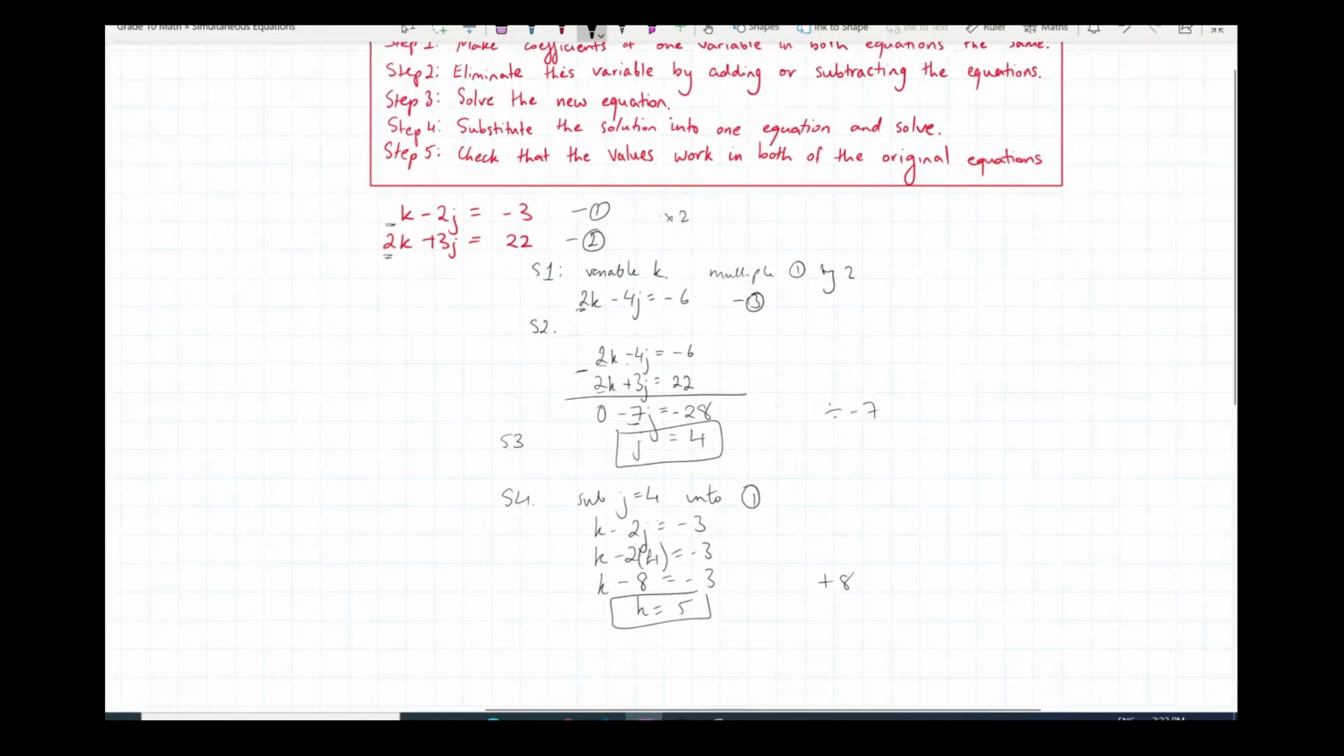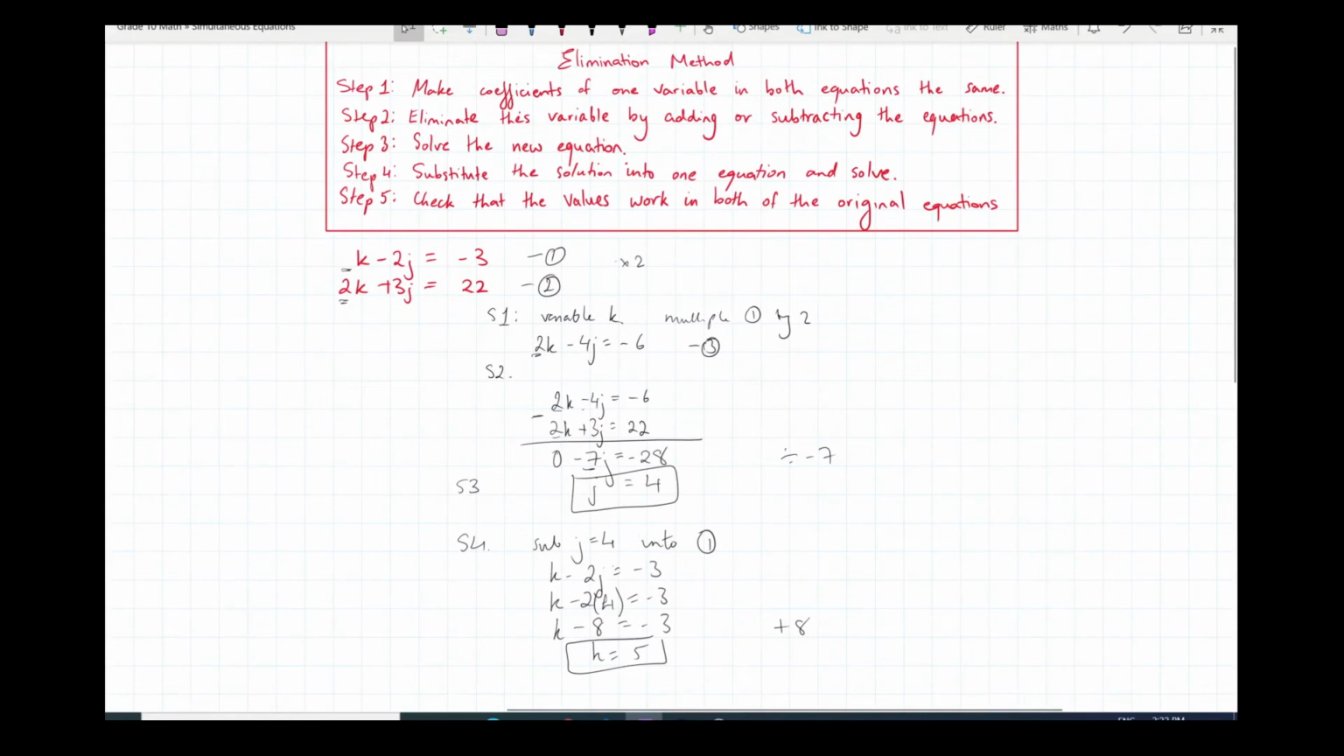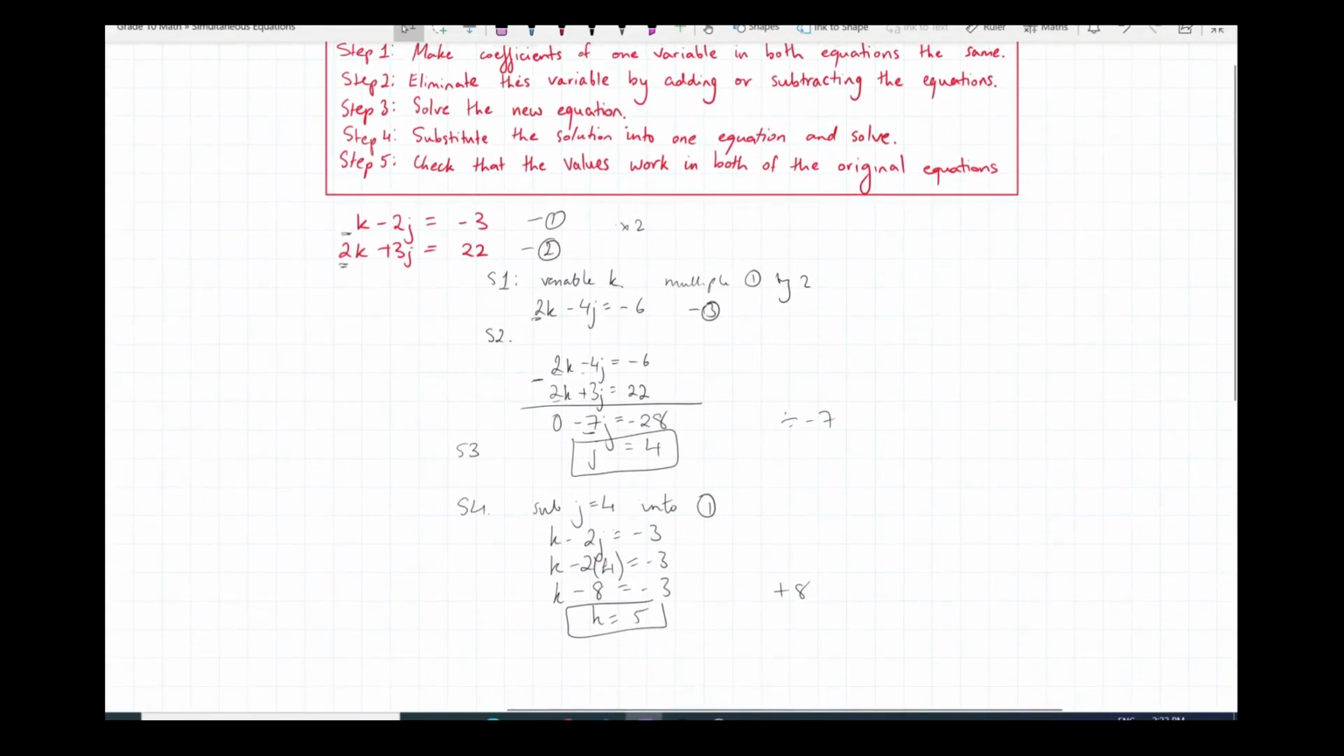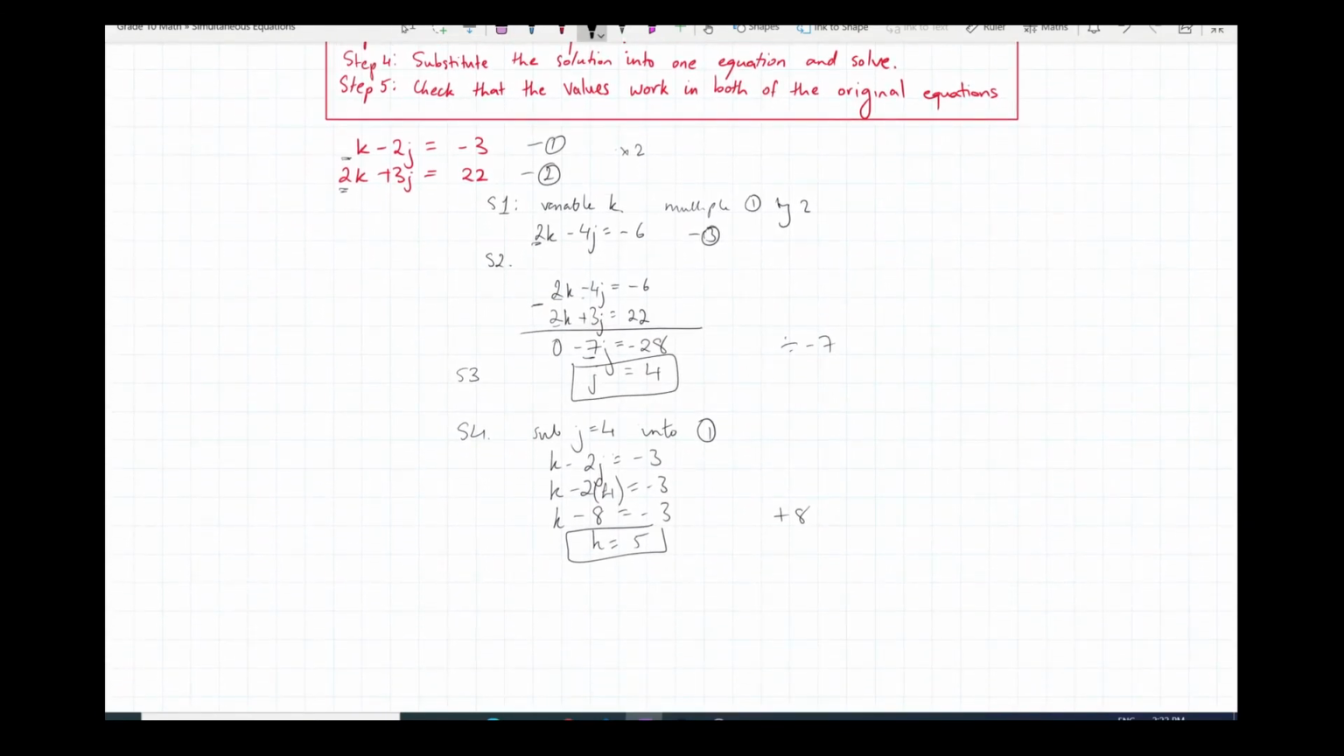That's step 4 done. Now step 5 is check that the values work in both of the original equations. So the first was k minus 2j equals negative 3. So k is 5 minus 2 times j is 4. That is 5 minus 8, negative 3. So that does equal negative 3. So this one is okay.